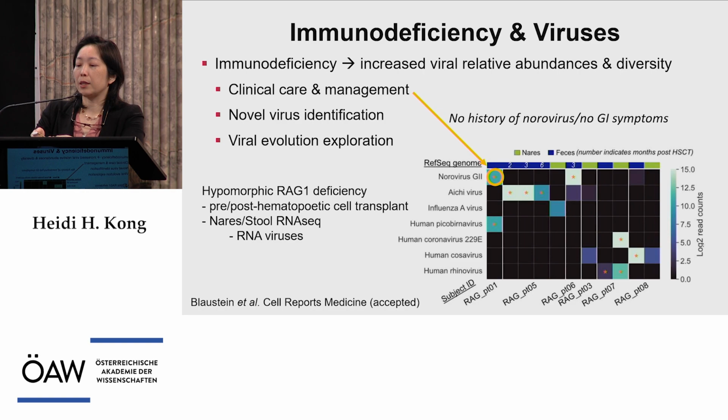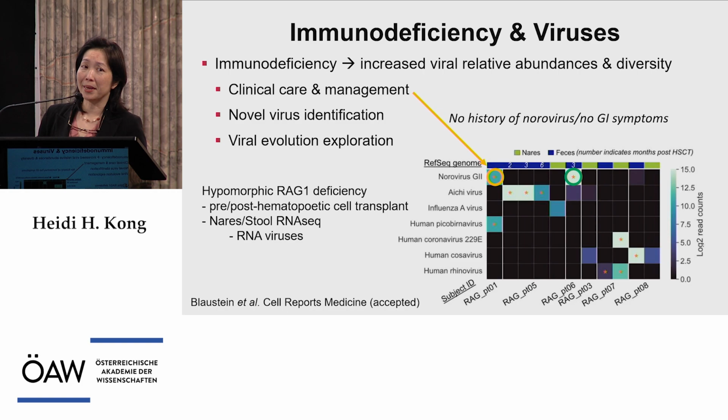with hypomorphic RAG deficiency. This patient had no GI symptoms and no history of norovirus, but when we sequenced the stool, we saw that this person has norovirus in the stool. In contrast, this subject, circled in green, had no GI symptoms and so was tested routinely and was shown to be shedding norovirus. So this suggests that even if the patient does not have GI symptoms, because of this association in RAG1 deficiency they should be screened, because this would change how we put them in isolation and manage them in the hospital.